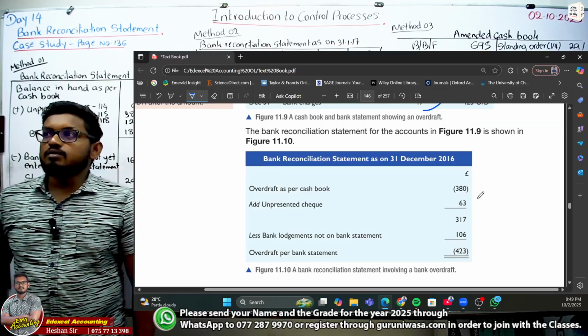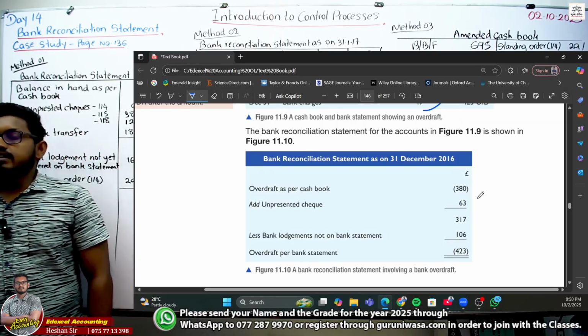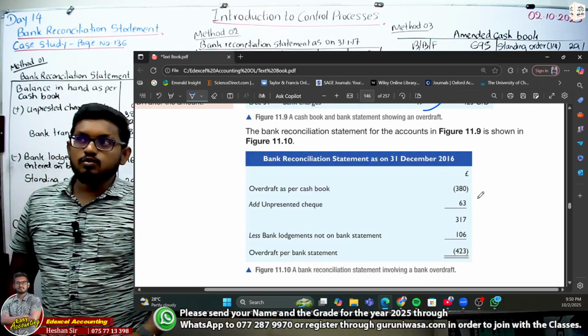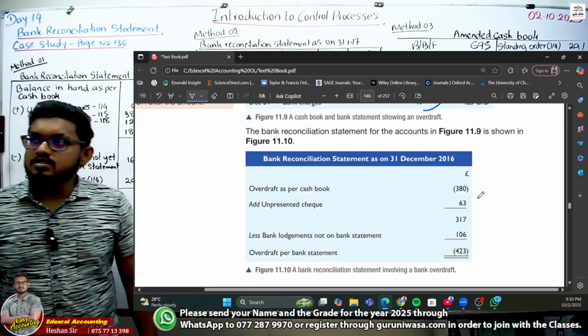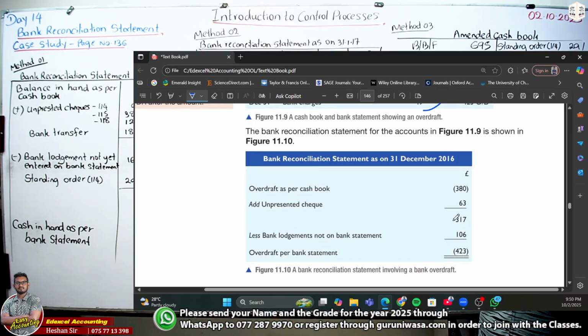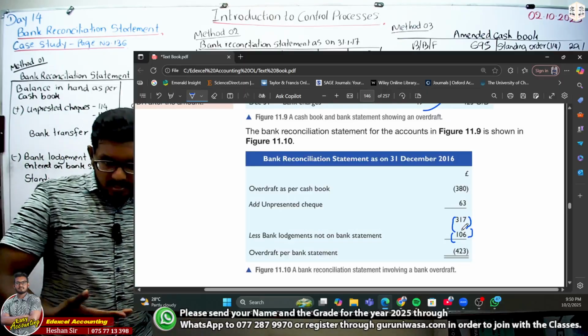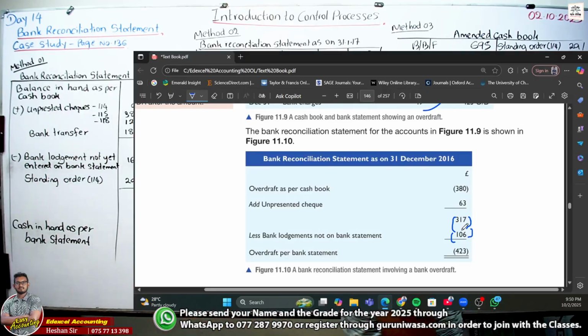Once you add 63 to the minus 380, the balance is 317, because from minus we need to deduct it. Then again we need to deduct, and this balance is also minus, right? Circle it. This balance is also minus. Make it minus. 317 also minus, right? So this is also minus. 317 minus, plus minus 106 means again the minus adding. Minus added means you can see 423.